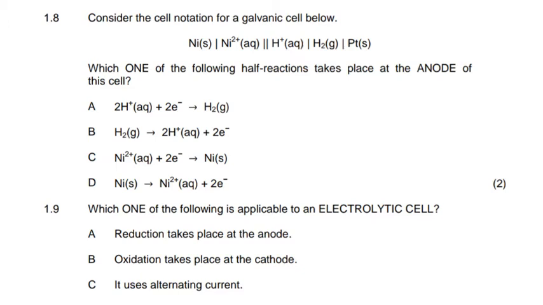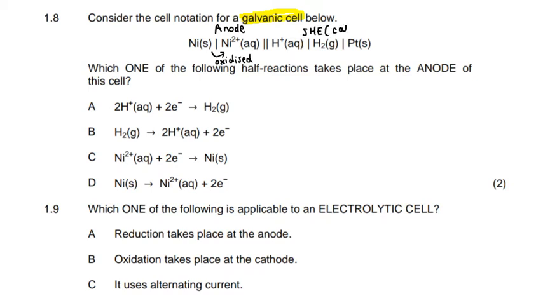November 2018 says, consider the cell notation for the galvanic cell below. Again, we're looking at a galvanic cell, and we're looking at solid nickel at the anode being oxidized into nickel 2 plus ions. And then you should actually recognize what this is. It's the standard hydrogen electrode, the SHE cell.